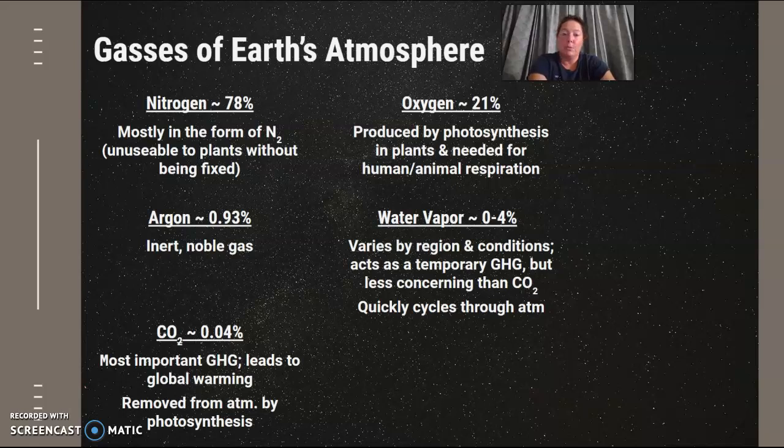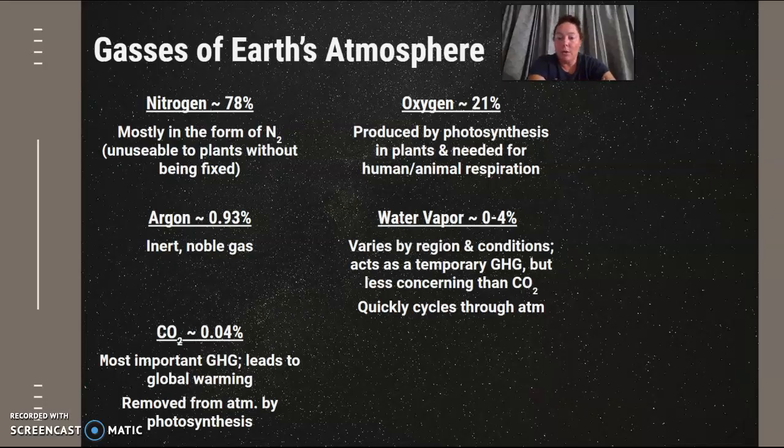21% is oxygen, which is produced by photosynthesis in plants, also algae, so the ocean, very important for us as well. Argon is an inert noble gas, very little of that in the atmosphere. Water vapor varies by region, but it's anywhere from 0% to 4%. It can act as a temporary greenhouse gas, but it quickly cycles through the atmosphere and the Earth.